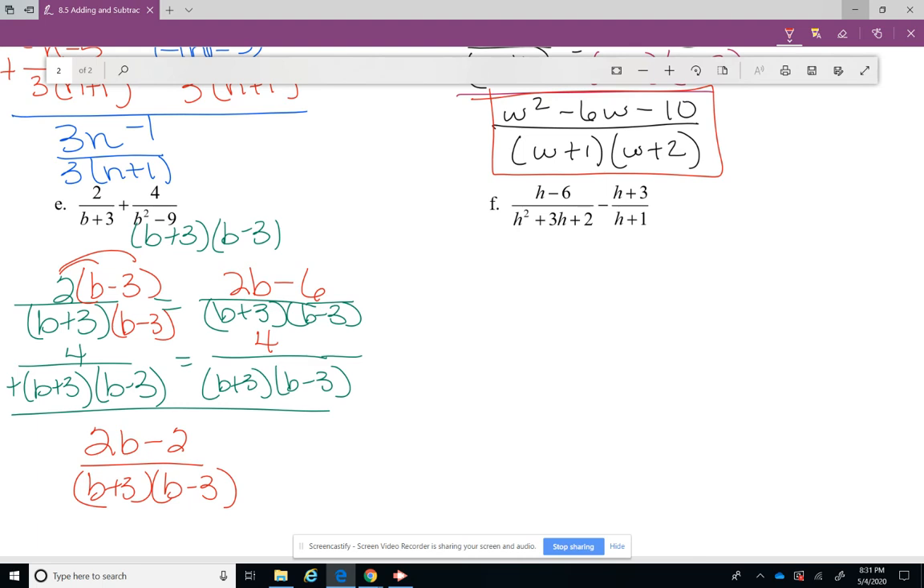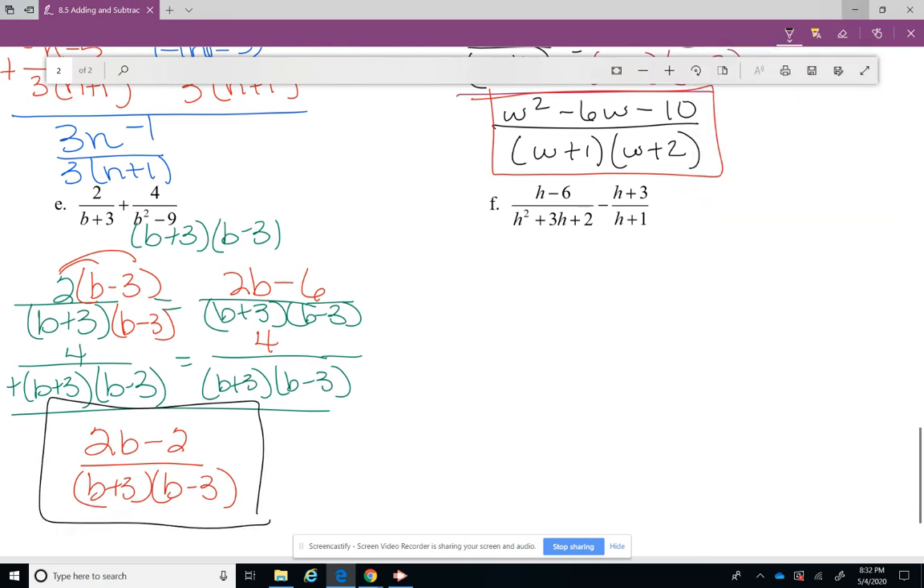Now you may think, well, what if I had pulled out a 2 and did b minus 1? That would have been great if we could have canceled something, but we can't cancel anything. So don't work harder, work smarter, okay? So that's going to be your answer for E.